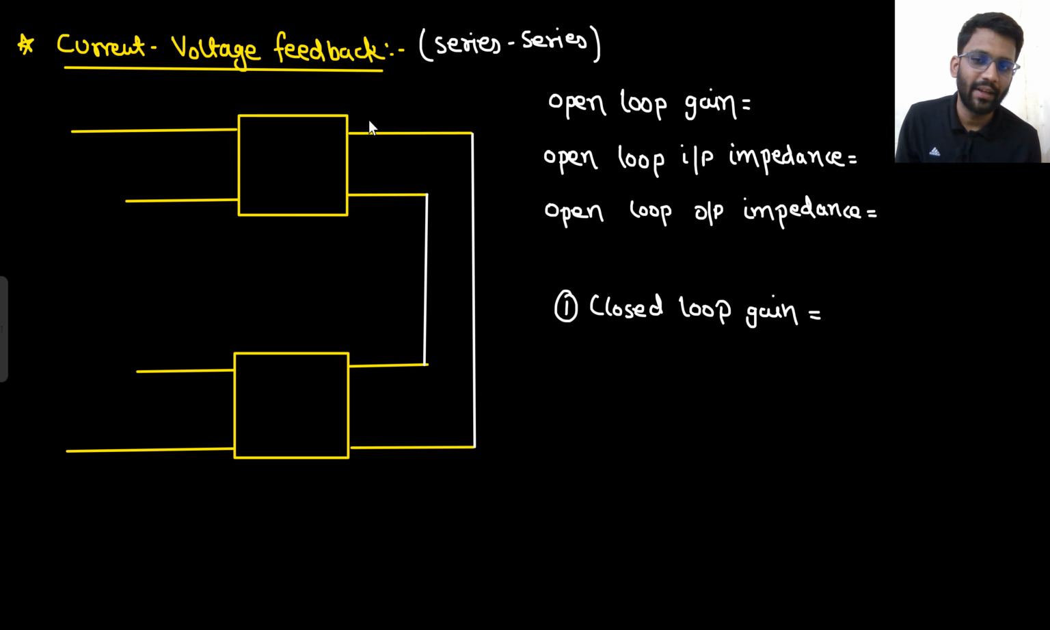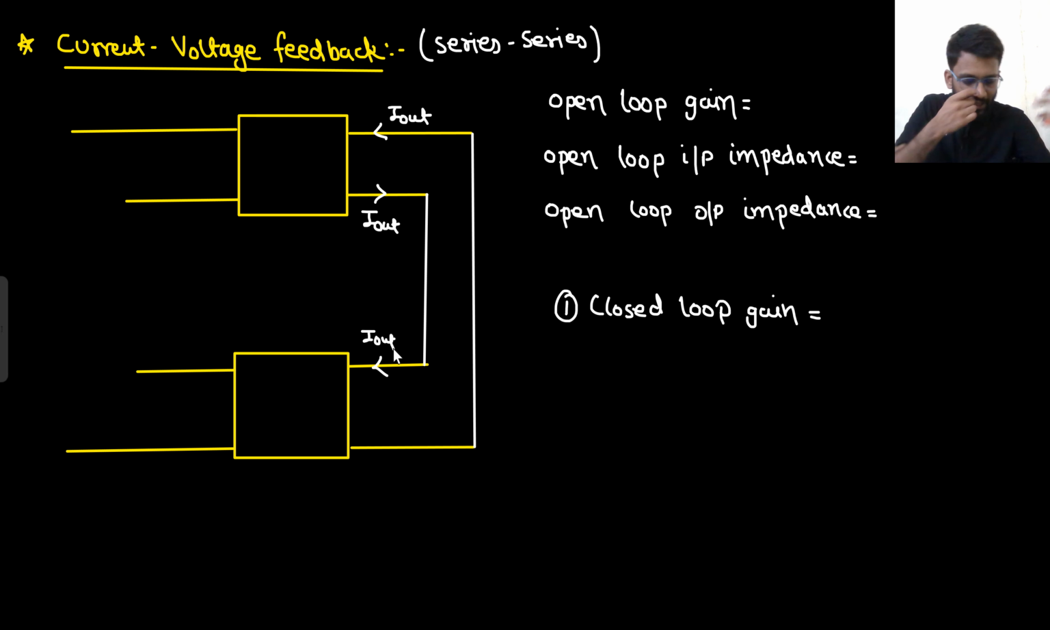You can show I out direction in any direction. It could be outward as well, it could be inward as well, but I am showing inward. If I out direction is inward, from here I out current would be going out. If it is going out, it should be going in this direction. So feedback is getting I out current. That's why I showed it inward, because if this is getting I out current, then I out current would be going out from here.